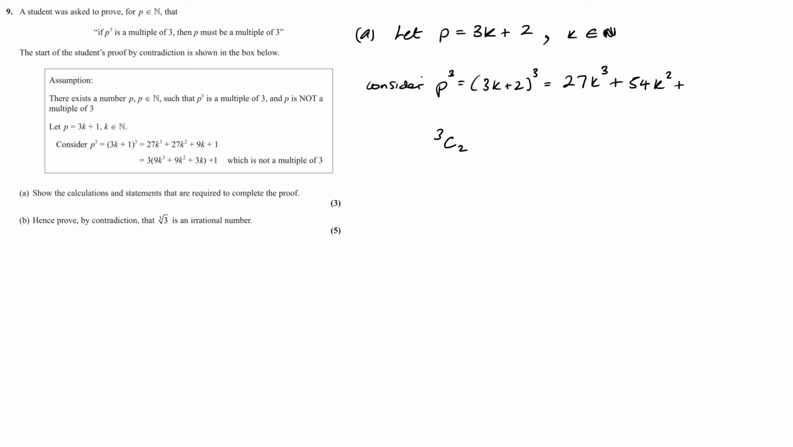And it's going to be multiplied by 3k times 2 squared. So it's 3 times 3 times 4. 3 4s are 12, 36. So 36k. And then when we get to the last one, it's 2 cubed, which is 8.